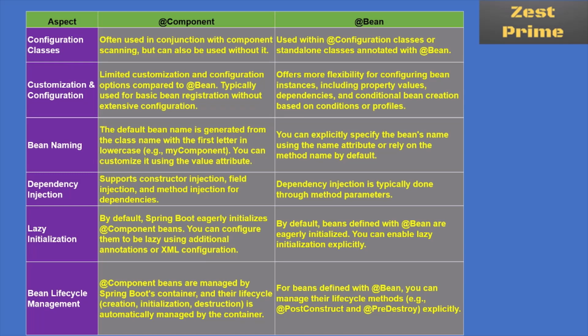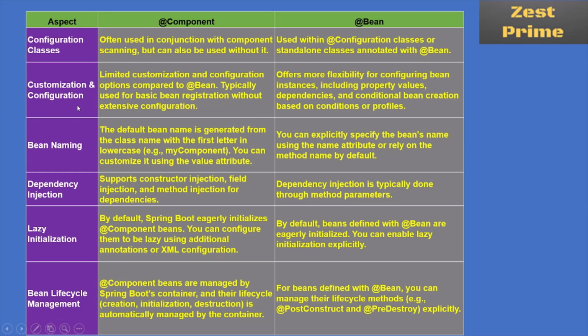So these stereotype components can be used mainly for component scanning. We don't need any specific configuration over here. Whereas in case of bean, we have to define a configuration class, and inside the class we have to define a method, and that method we have to treat as a bean. So that means component does not require any configuration, whereas bean requires a configuration class. So that's one of the differences.